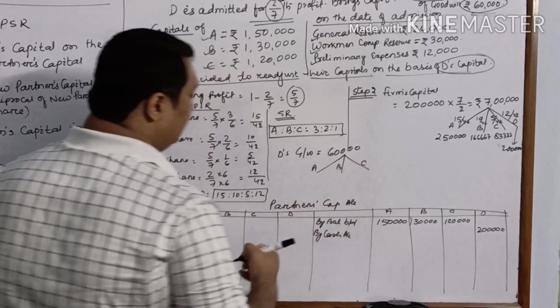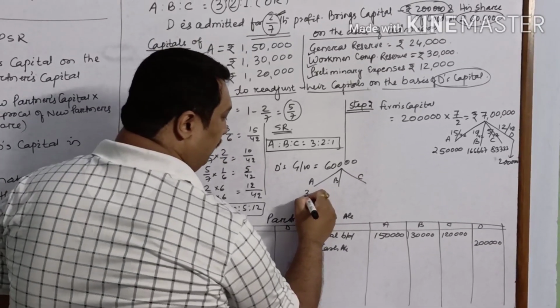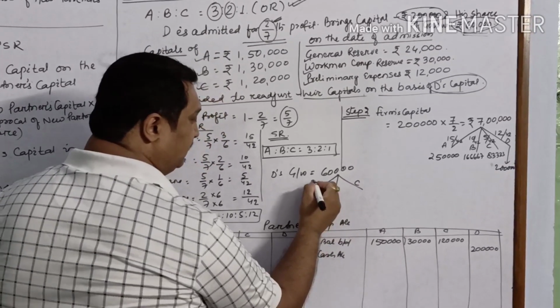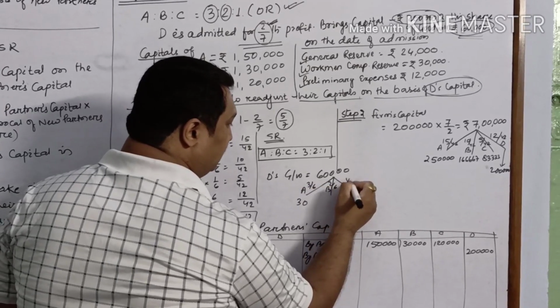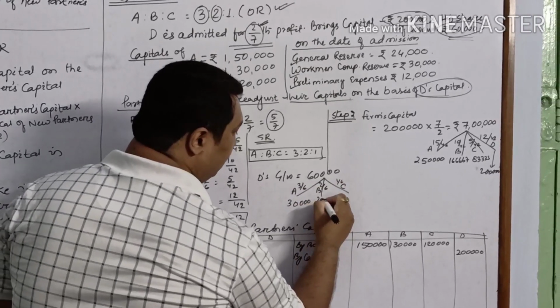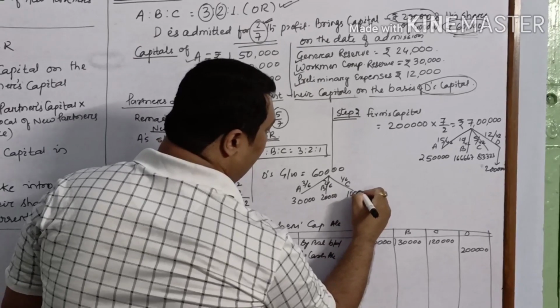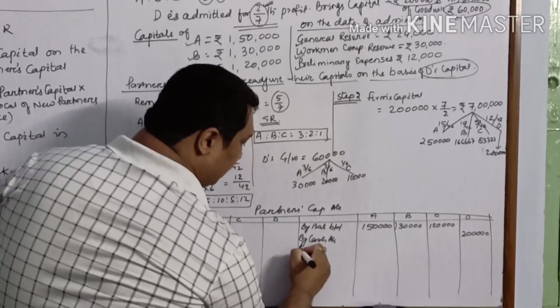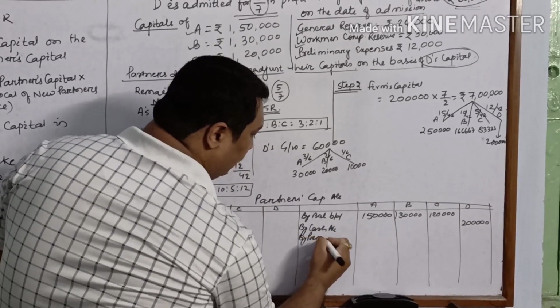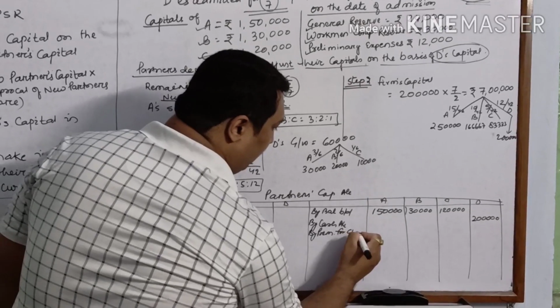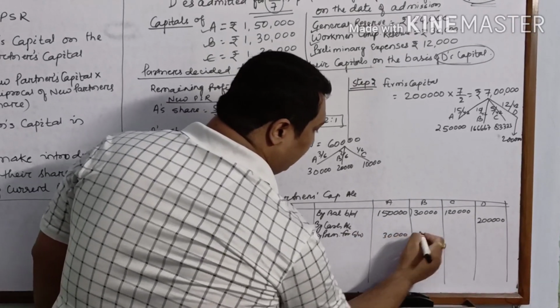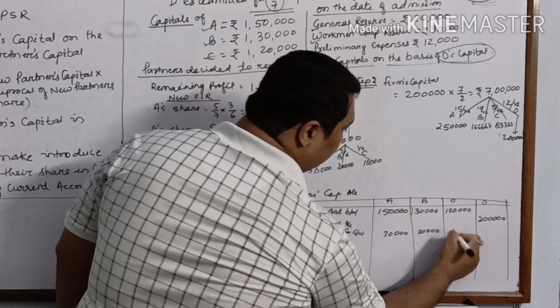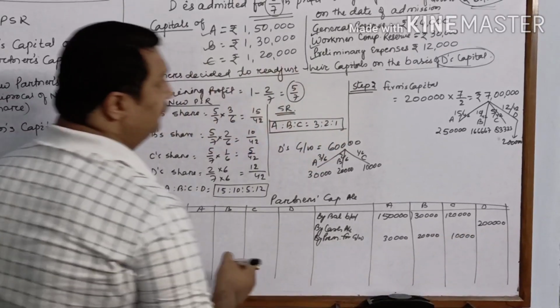A, B and C. So the share in the sacrificing ratio, 3/6, 2/6 and 1/6, is 30,000, 20,000 and 10,000. Since he has brought it in cash, I will use the term premium for goodwill. A will get 30,000, B will get 20,000, C will get 10,000.